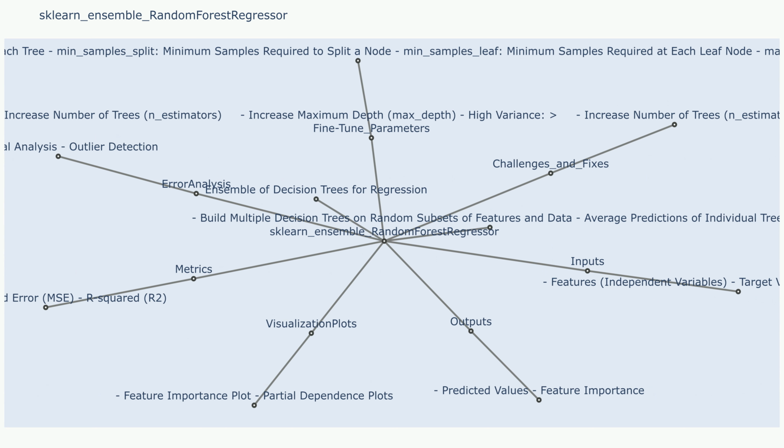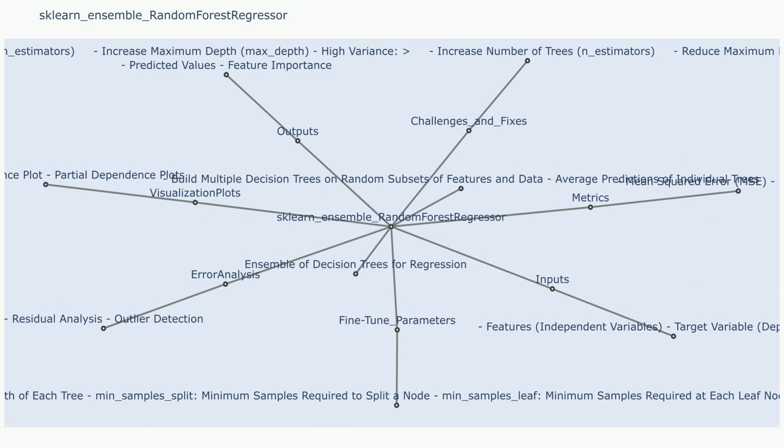Challenge 2: Overfitting. If the model is too complex, with deep trees and a high number of trees, it can overfit the training data and perform poorly on unseen data. Sample use case: a model with a large number of trees and high depth might perfectly predict the training data but fail to generalize to new examples.